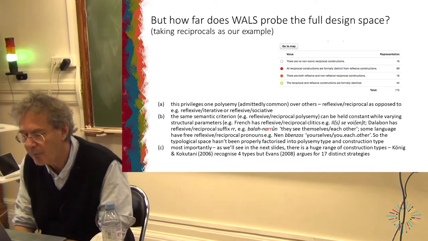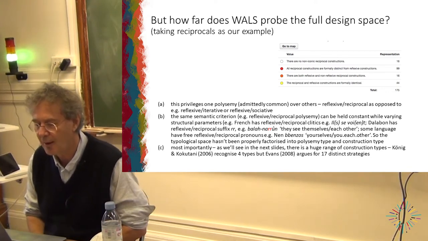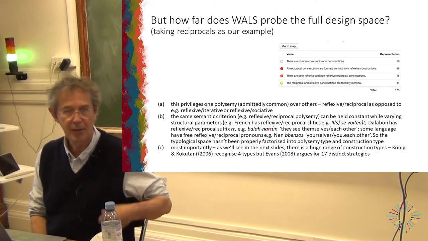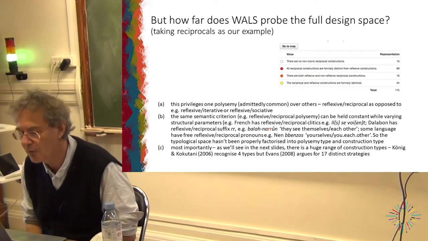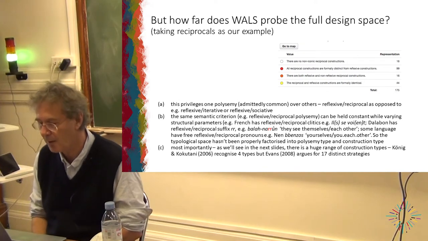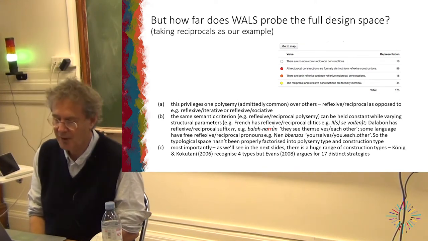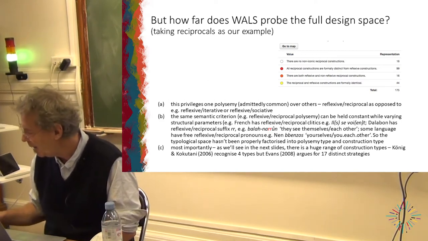And then you have the yellow one: reciprocal and reflexive constructions are formally identical. So everything would be of the same type. And there are lots of languages around the world like that; you can see it's 44 out of 175. So that sounds all right, and you can look at the map, and they've got a map for that.